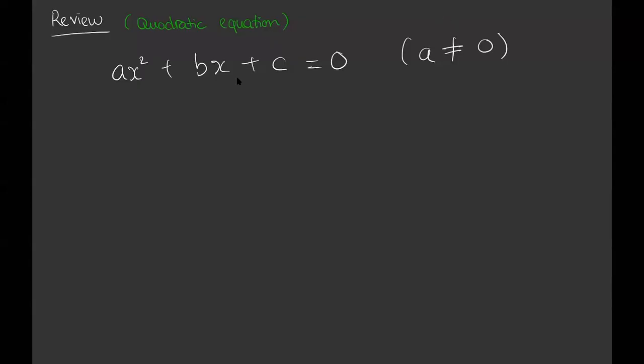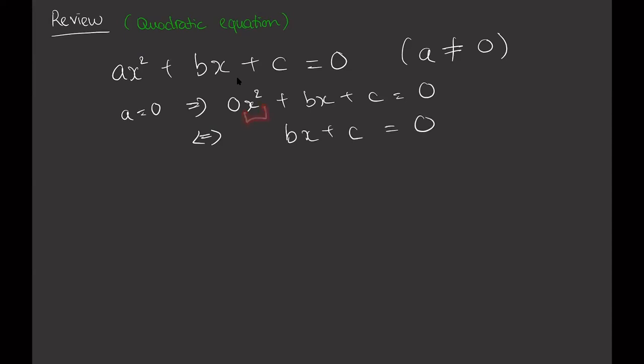Okay, so if you have something in the form ax squared plus bx plus c equals 0, this is a quadratic equation, with a different from 0. Because if a equals 0, then you have 0x squared plus bx plus c equals 0, which is the same as bx plus c equals 0. The x squared disappears, so this one is linear. And with a linear equation, the number of solutions you can have is at most 1.